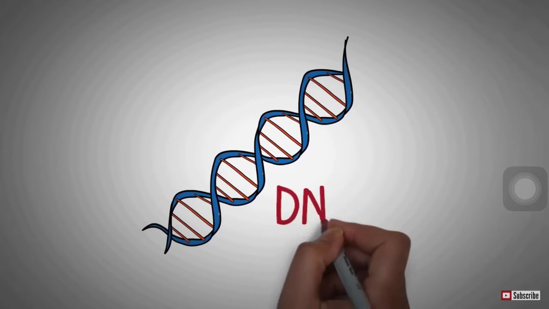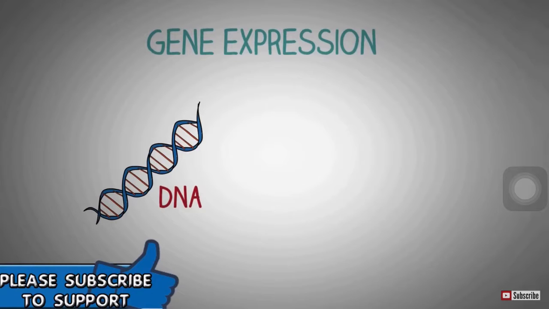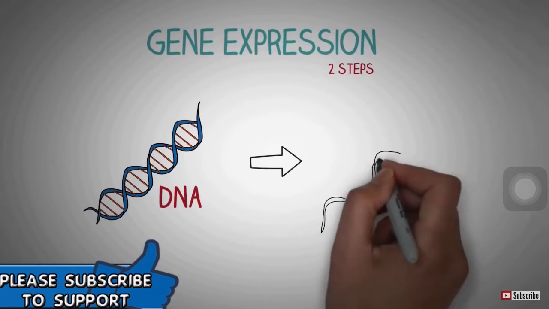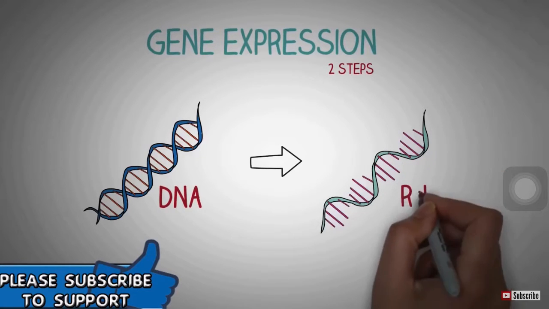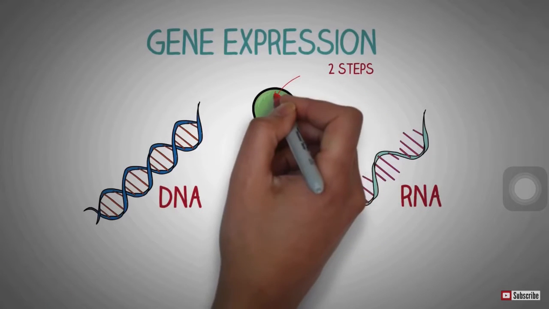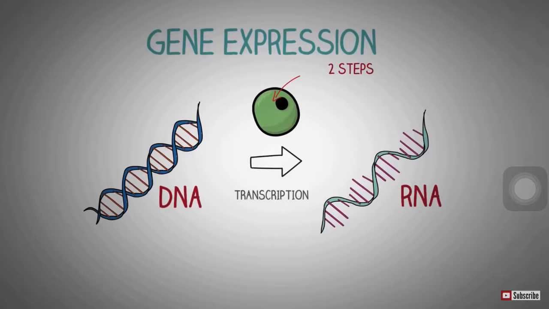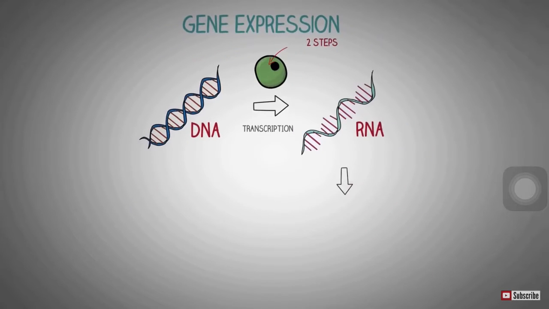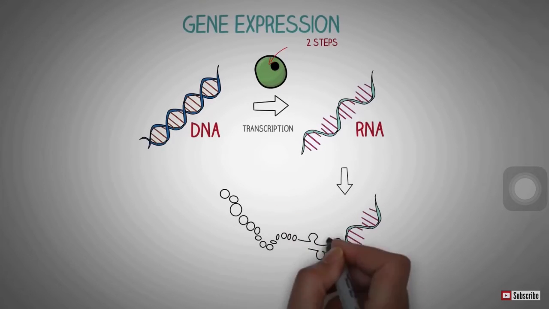Hi, today I'm going to explain gene expression. Genetic information flows from DNA to protein and involves two steps. The first is transcription. Transcription is the transfer of information from DNA to RNA. It occurs in the nucleus. The second step is translation. Translation is the transfer of information from RNA to protein.